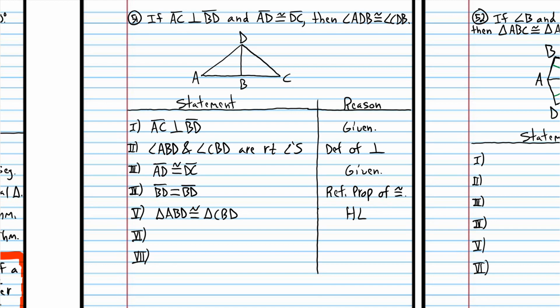So now that we know that these two triangles are congruent, we can say that angle ADB is congruent to angle CDB. And that's what we're trying to prove, because corresponding parts of congruent triangles are congruent. So again, once we show that the triangles are congruent, we can use CPCTC to show that any other corresponding parts of the two triangles are congruent.